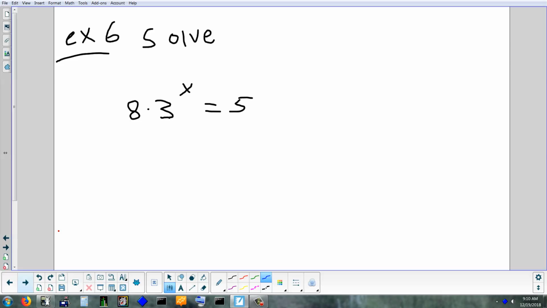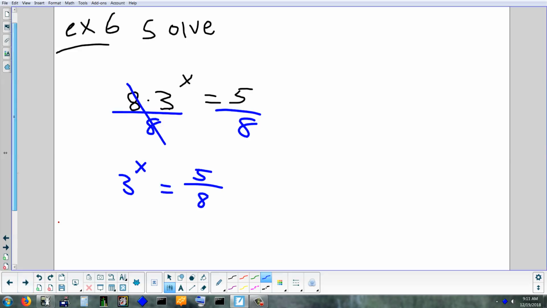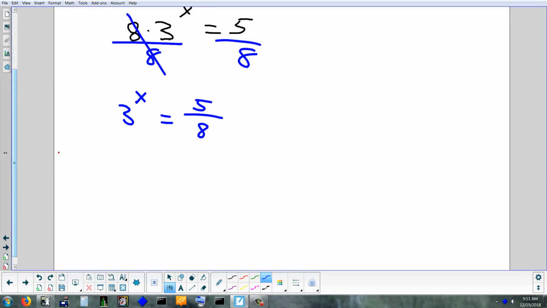I don't want to take a log yet. Before I change anything to log, I want to have the exponential by itself. Can you move it to the other side? I need to move it to the other side. Divide by 8. So if we divide both sides by 8, that's gone. And now the problem is just like the last two. You have an exponential equals an argument, what will become an argument. All right, so if we rewrite it, it's x equals log base 3 of 5/8.